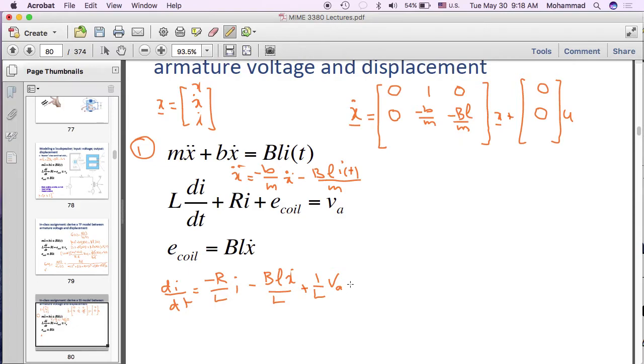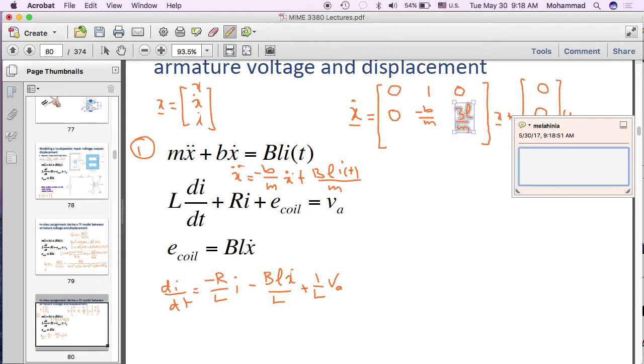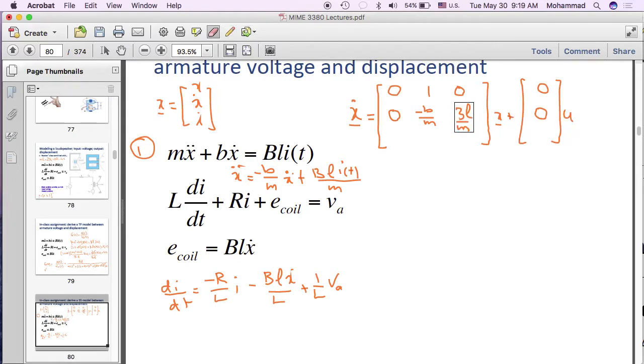For the second row, here? Yeah, because it's already on the right side. Yeah, thank you for the correction. So this has to be positive, so let me do this instead. Erase the negative sign. So this is positive BL over M for this. Thank you for the correction.